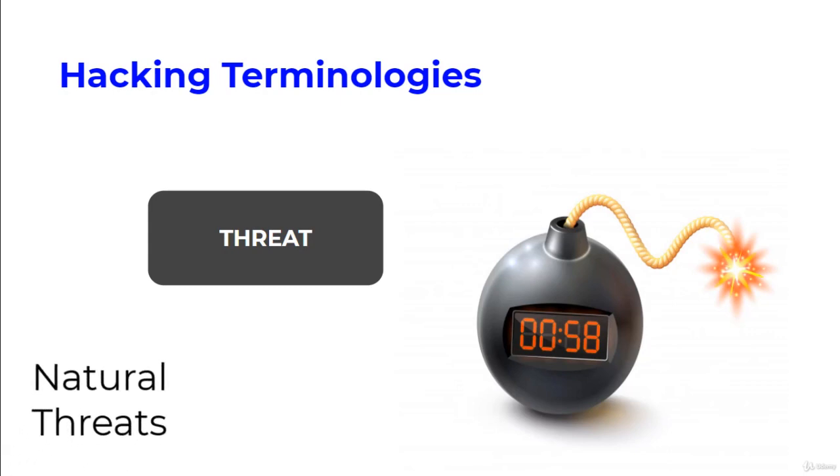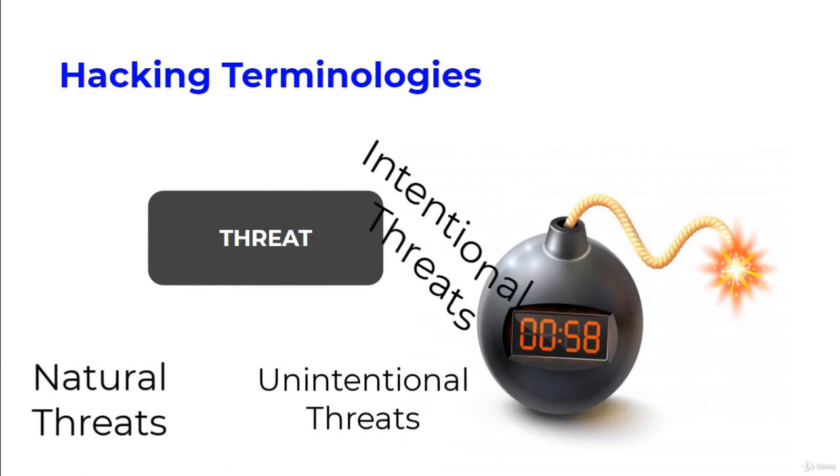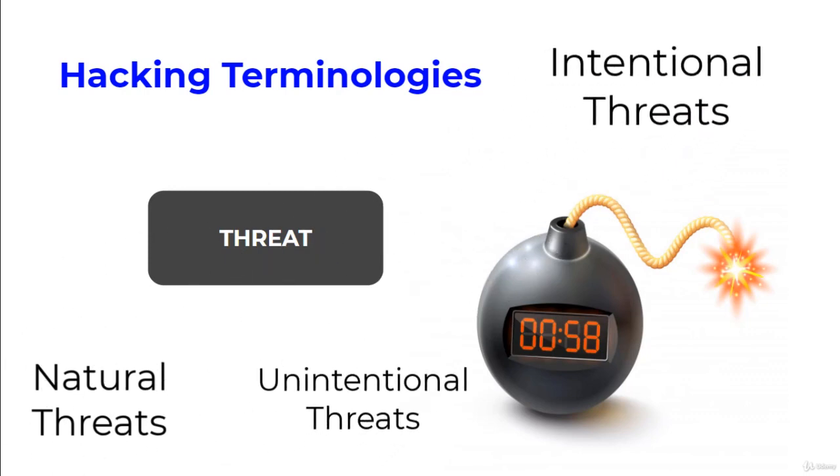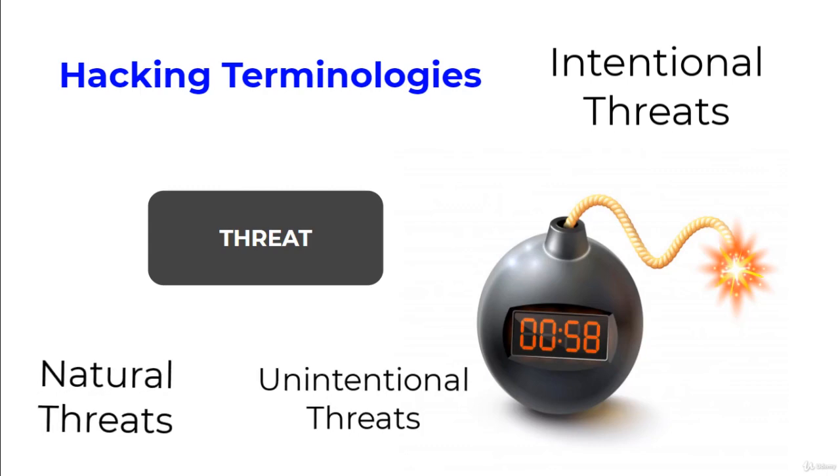Common types of threats are natural threats, unintentional threats, and intentional threats. Natural threats can be floods, hurricanes, or tornadoes. Unintentional threats can be like an employee mistakenly accessing the wrong information. Yes, that can be a threat. And intentional threats are hackers, spyware, malware, adware, or the actions of a disgruntled employee.